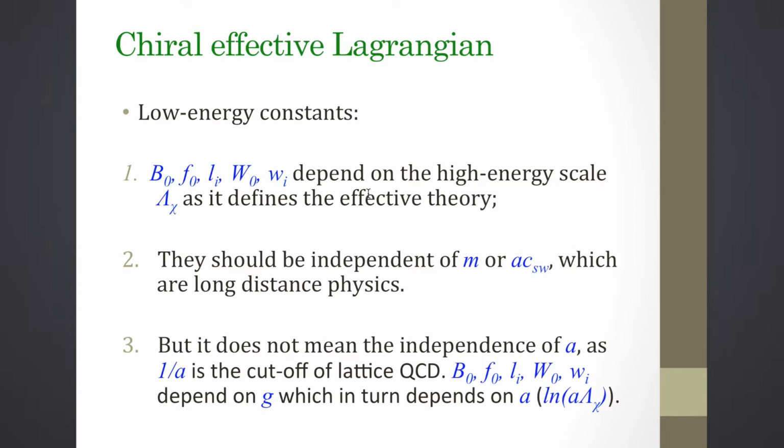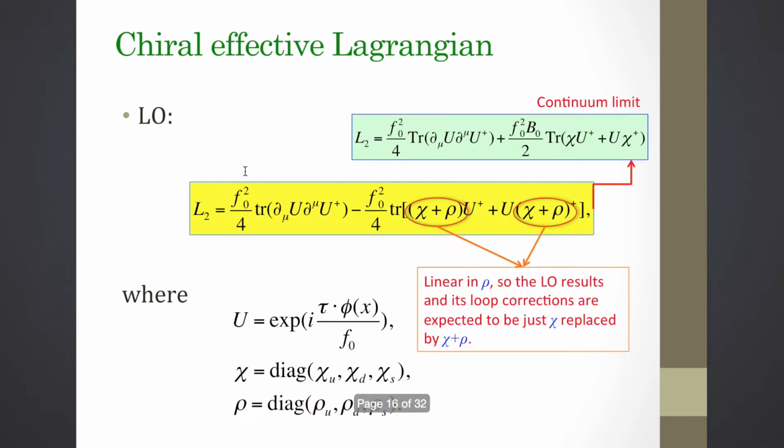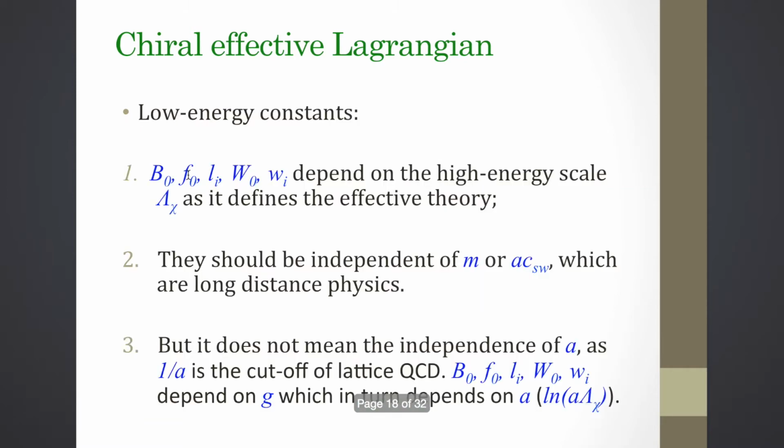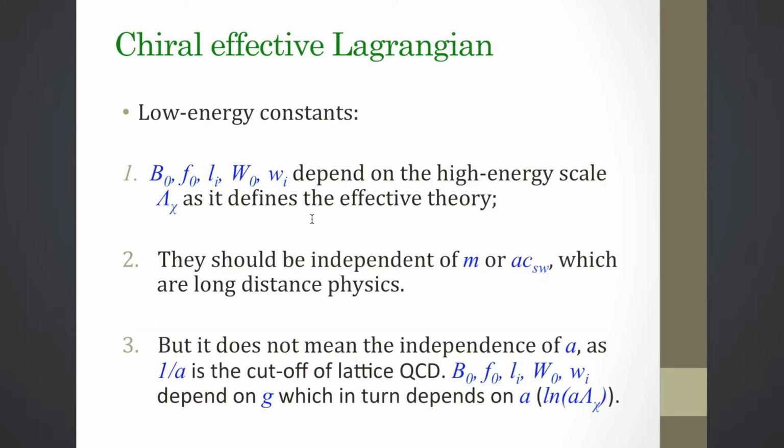So here we must pay attention that there are various low energy effective constants, B naught, F naught, L, and W's. They all depend on the high energy scale lambda, as this is the scale that defines the effective theory. On the other hand, they should not be dependent on the fermion mass or a, because these are both long-distance physics.